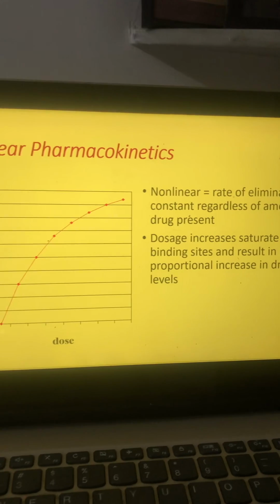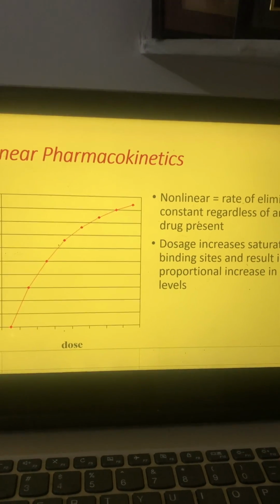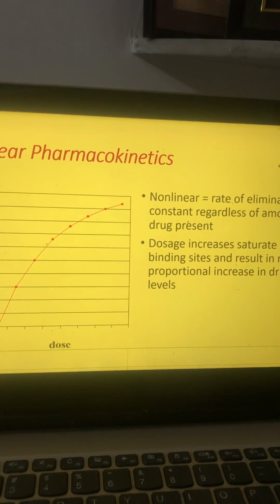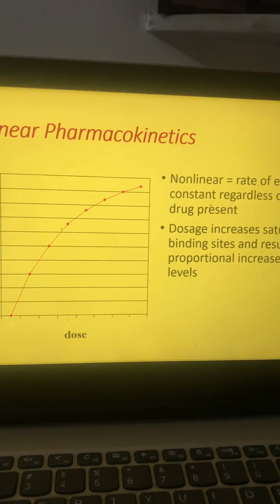Non-linear kinetics is where the rate of elimination of a drug is constant regardless of the amount of drug present. Here dosage increases saturate the binding sites and result in a non-proportional increase in drug levels.